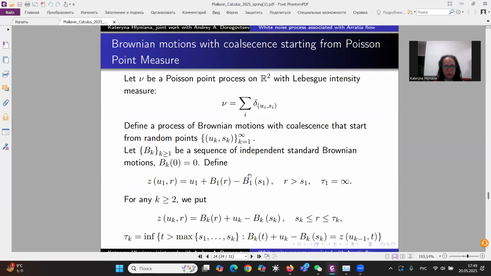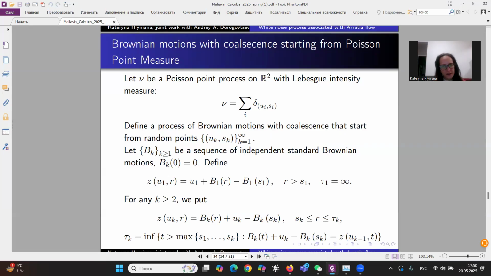Yes, now we will start from a Poisson point process, and we will consider the moments and when and where two trajectories coalesce. Also, because for now we want to get stationarity with respect to time and space, we decided to consider a Poisson point process on R^2, and we consider these points as starting points for Brownian motion with coalescence.